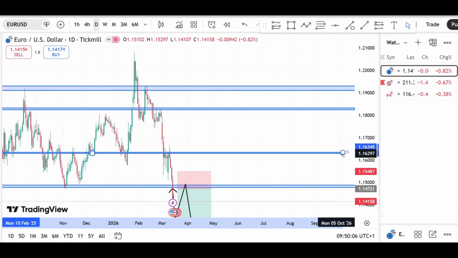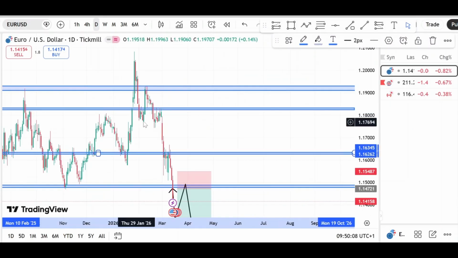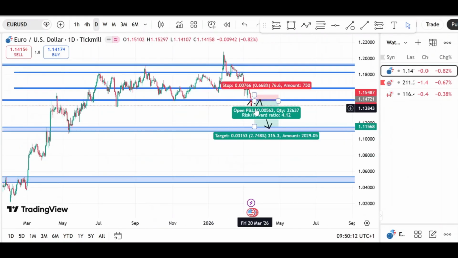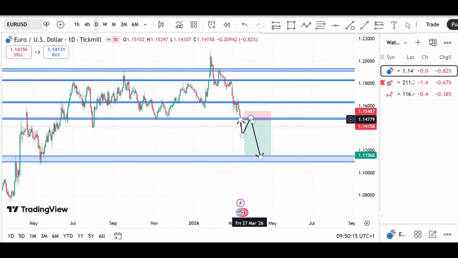This is my prediction of the next week. We are going to see break of this daily support in order to test it, and then we enter for sell.